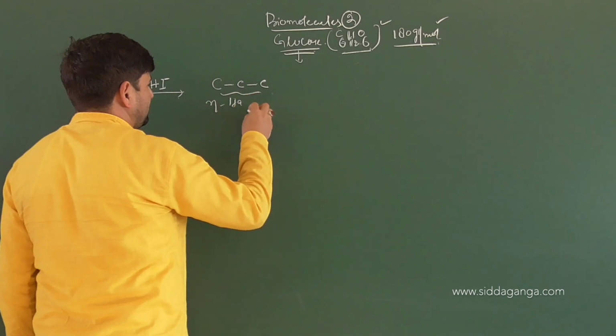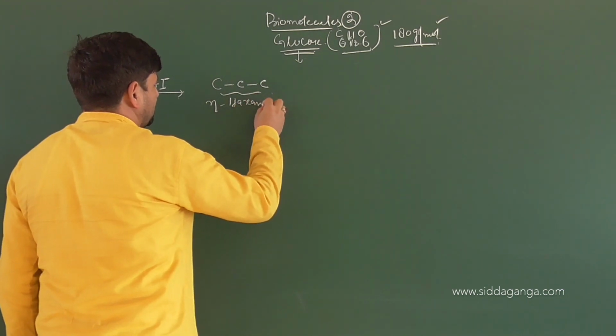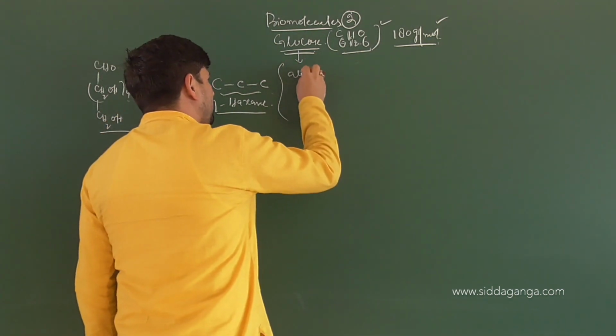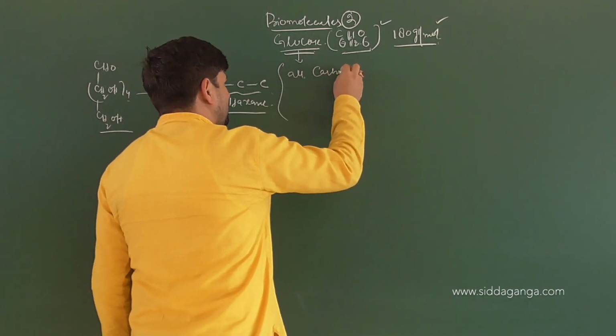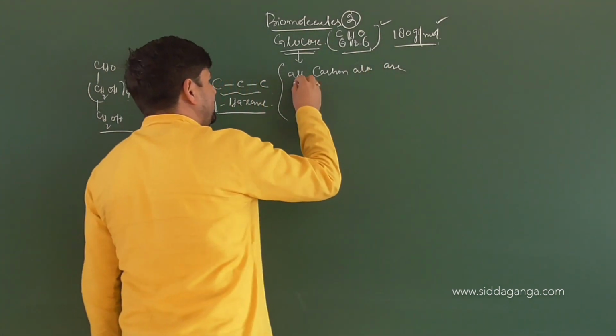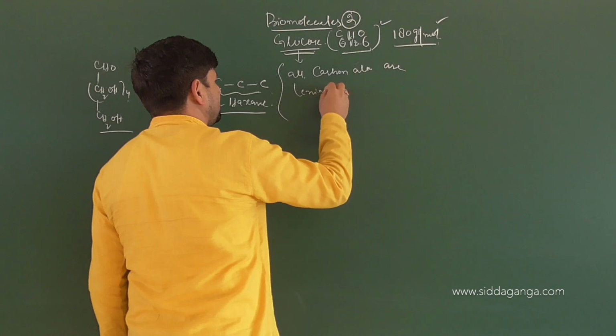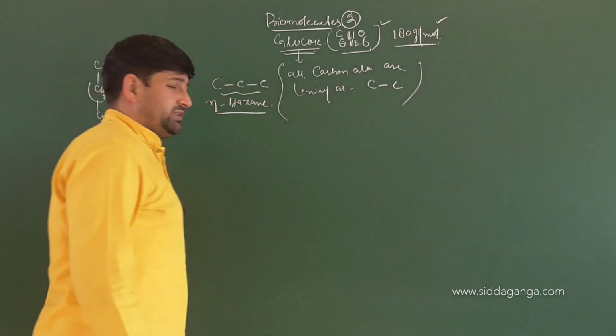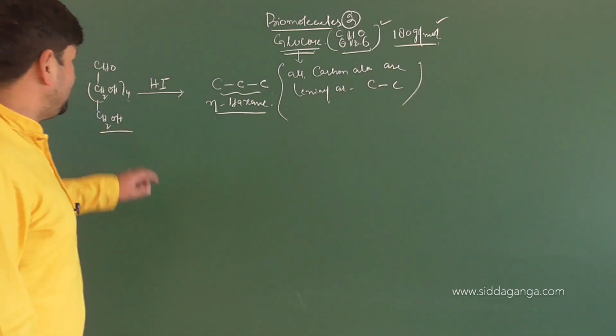n-hexane was obtained, indicating that in the glucose molecule, all carbon atoms are linearly arranged and carbon is linked to carbon respectively on treatment with hydrogen iodide.